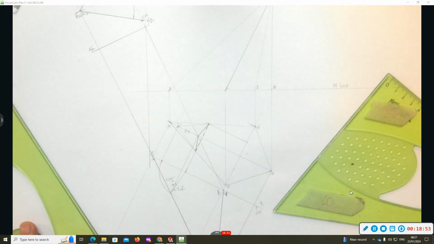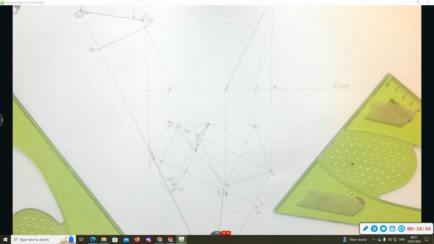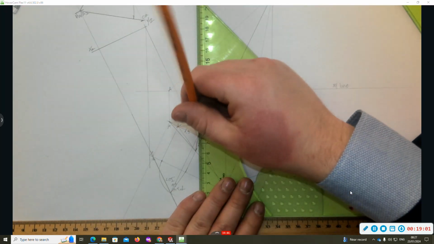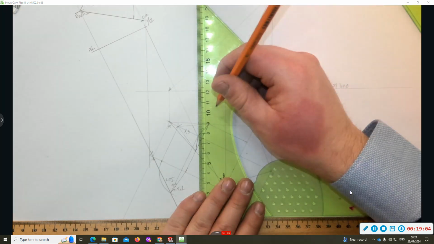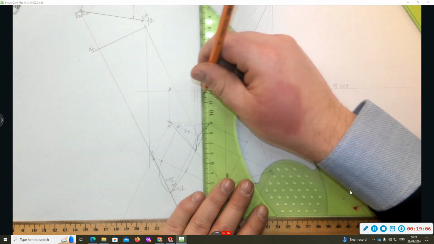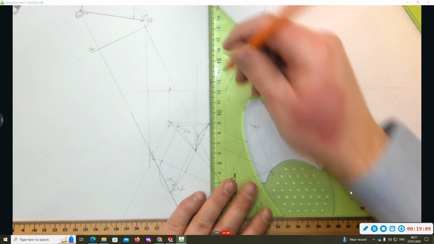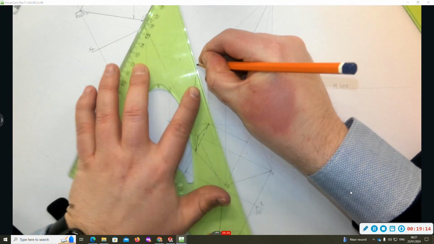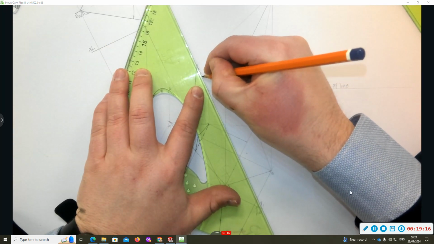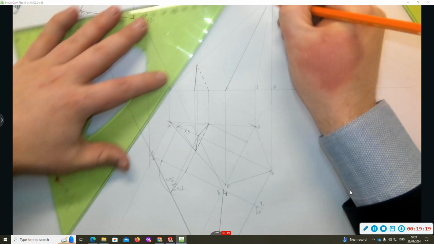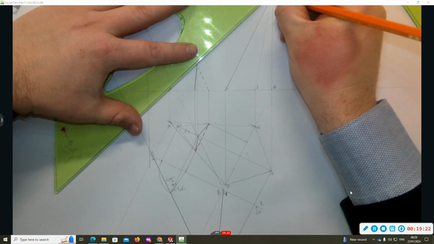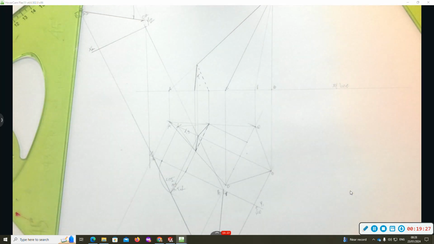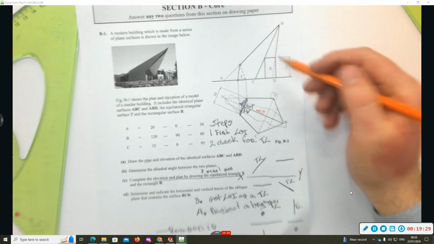And then I can project that up to my elevation. And I can project the base points up as well. So there I have the equilateral triangle T drawn in elevation. Now, the rectangular surface R is next.